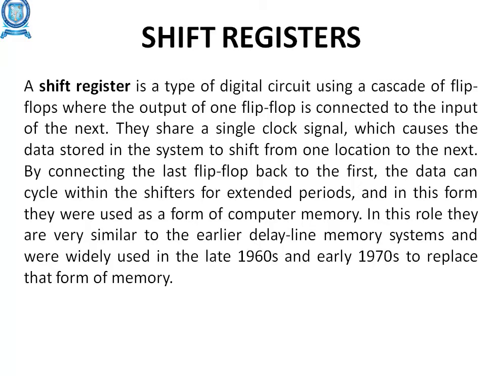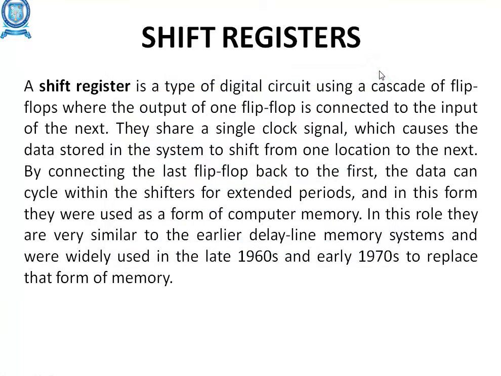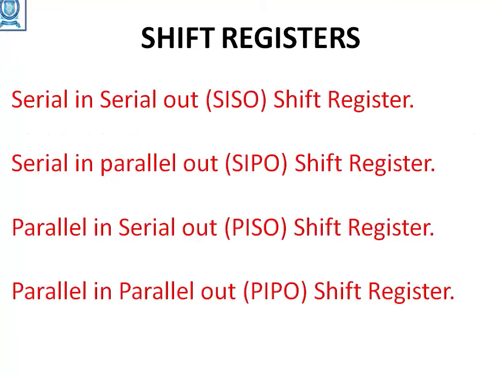The data can cycle within the shift registers for extended periods, and in this form they were used as computer memory. In this role, they are very similar to the earlier delay line memory systems and were widely used in the late 1960s and early 1970s to replace that form of memory.